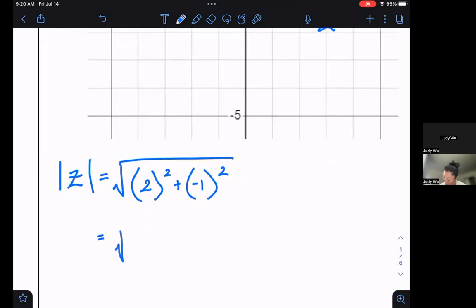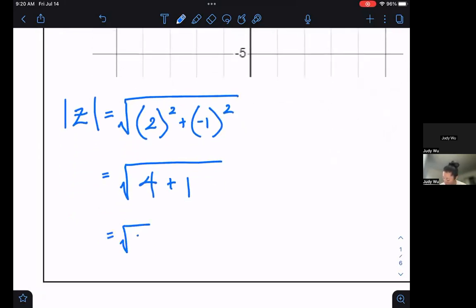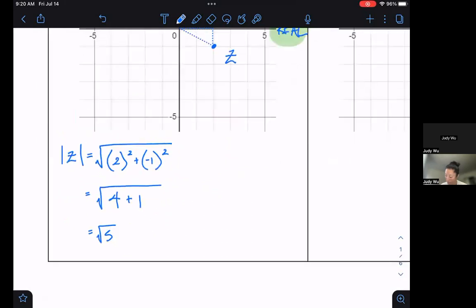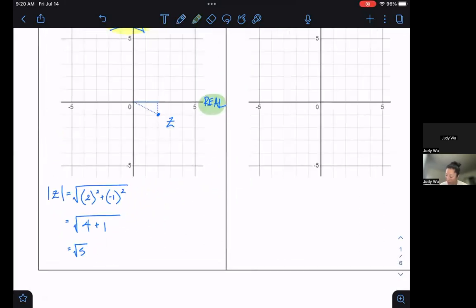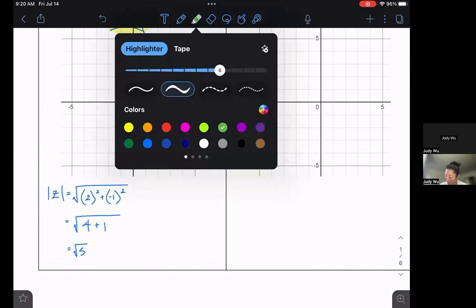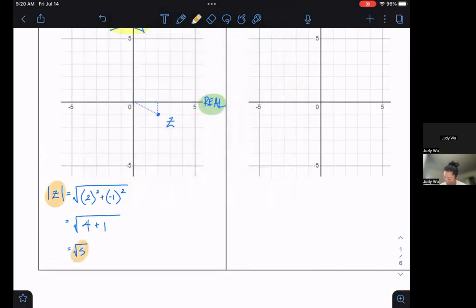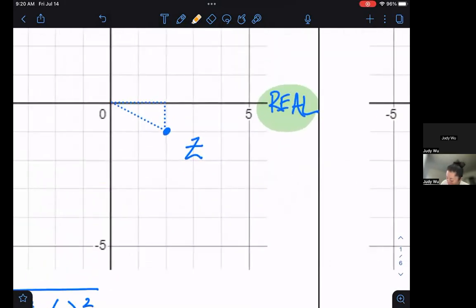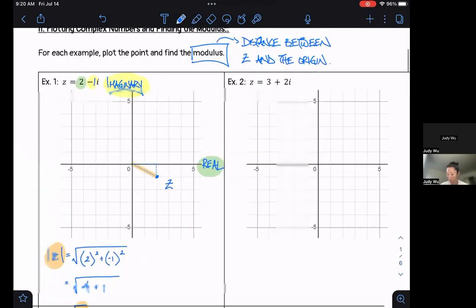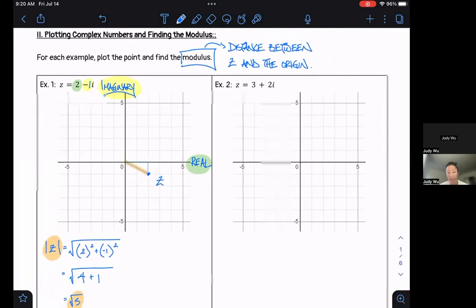We do a little arithmetic. 2 squared is 4 plus -1 squared is 1, and we get square root of 5, okay? So in other words, our modulus here is square root of 5. Or on our diagram, that corresponds to this line, that distance having a length of square root of 5. Okay. So not so bad. Let's go ahead and try example 2.